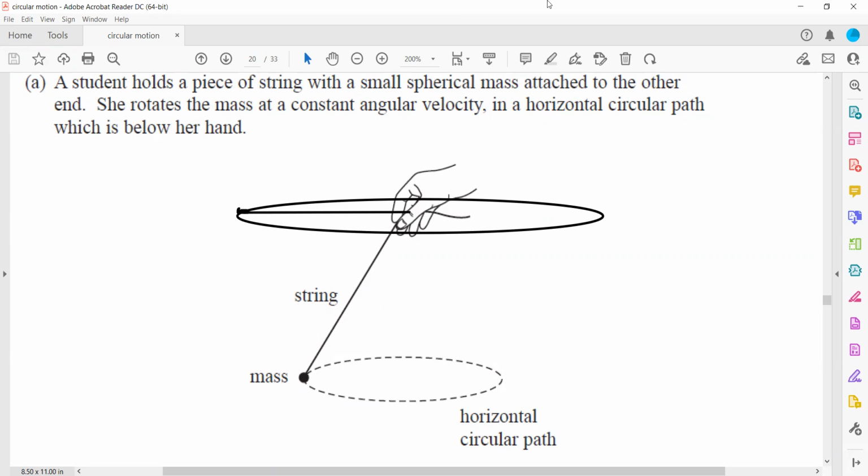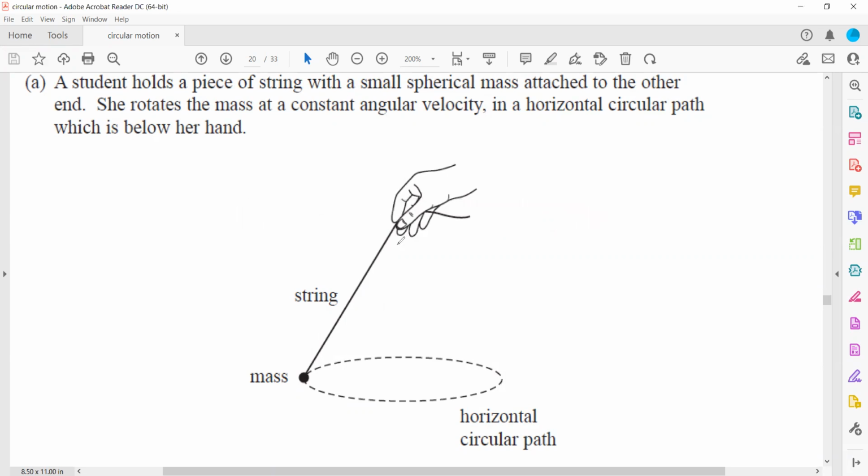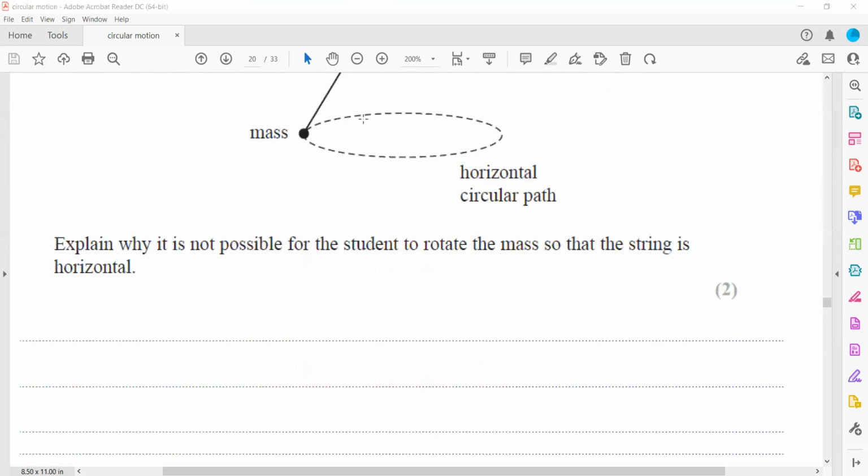If this object was in a weightless condition, with no weight, no downward force, then this object could be rotated in a horizontal circular path. But because there is a weight of the object, there must be a component of the tension which balances with the weight. That's why it cannot move in an overall horizontal path.